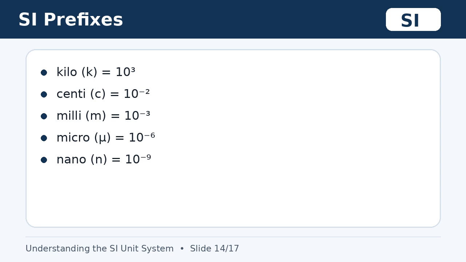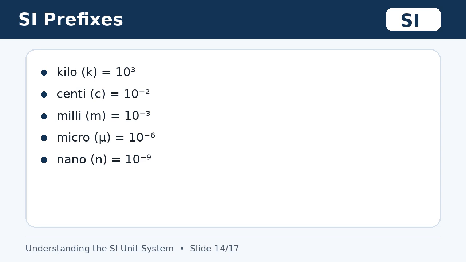The prefix micro means 10 to the power minus 6. 1 microsecond is equal to 10 to the power minus 6 seconds. The prefix nano means 10 to the power minus 9. 1 nanometer is equal to 10 to the power minus 9 meters. Uppercase and lowercase symbols must be used carefully. For example, uppercase M represents mega, or 10 to the power 6, while lowercase m represents milli, or 10 to the power minus 3.